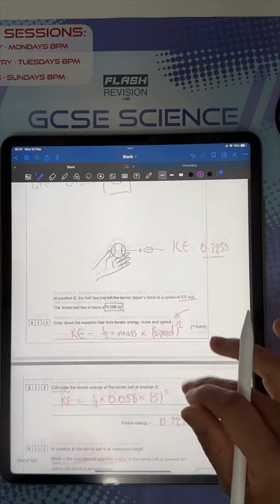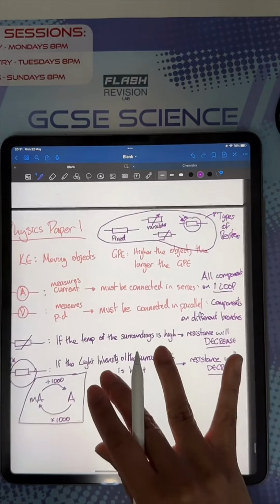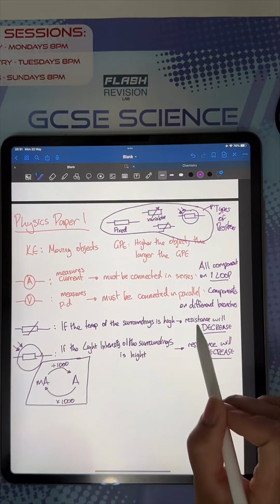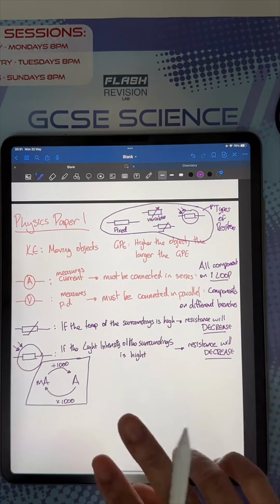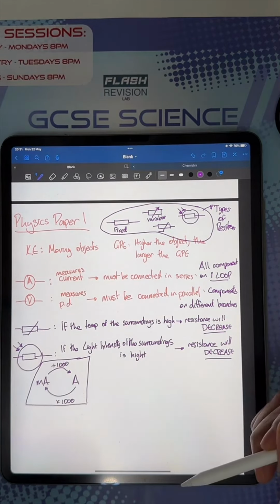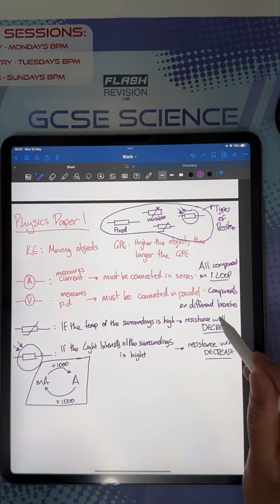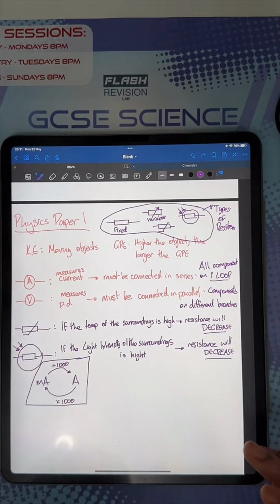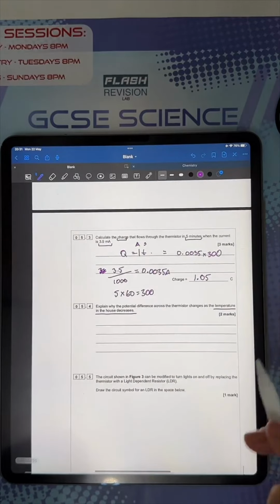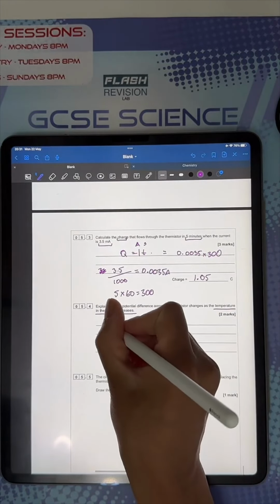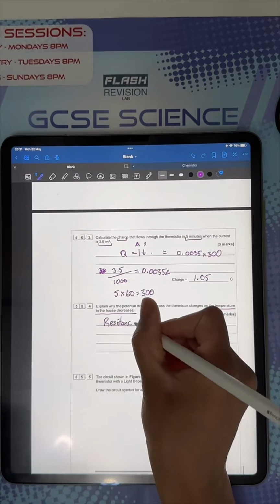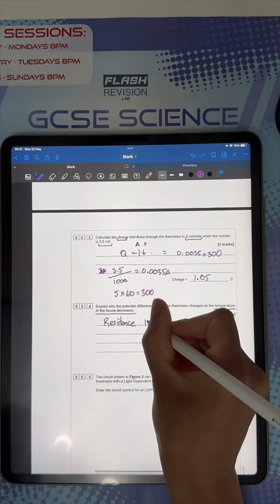So let's go back here. We wrote here for thermistor, if the temperature of the surroundings is high, so if it increases, resistance will decrease. Just think of it as always doing the opposite. In this question, the temperature is decreasing in the house, so that means resistance will increase. So you get a mark for saying that. Resistance increases.